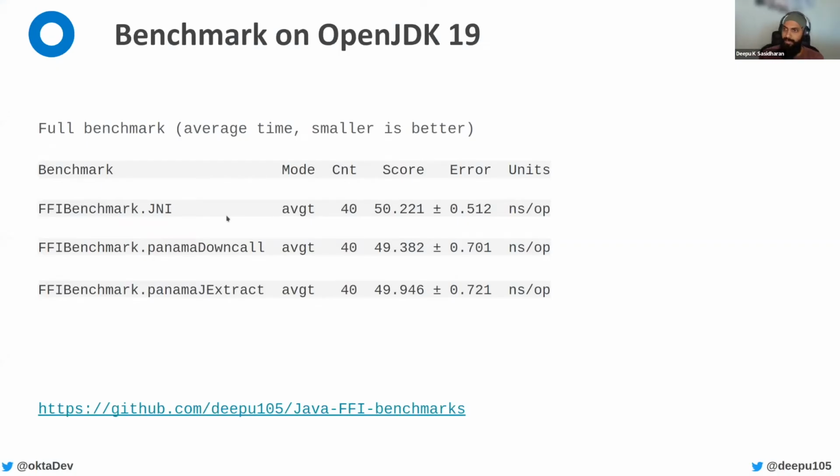We'll call the API using JNI and Panama APIs and compare the performance. I also ran both Jextract and the manual version. So for this, I ran it in Java 17 and 18. But for this, I reran it in OpenJDK 19, since we have early access builds for Panama. And this is the result that I got on my machine.